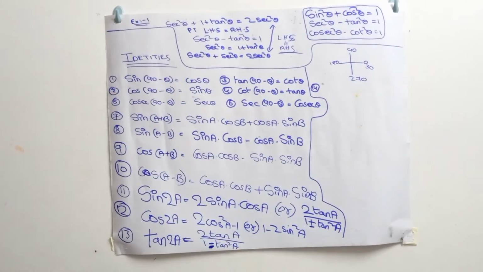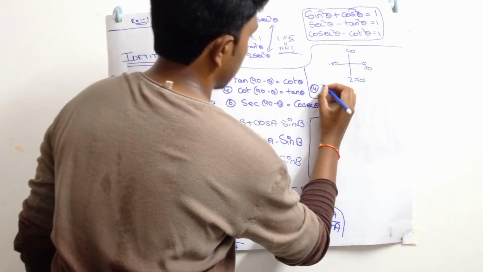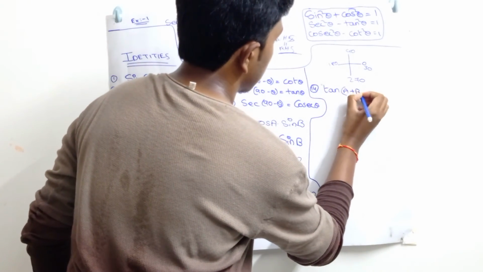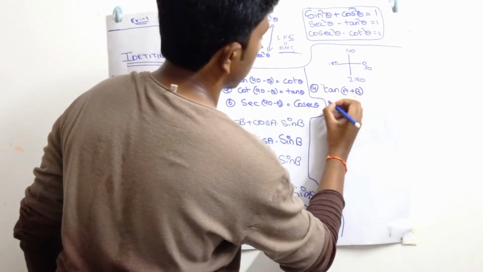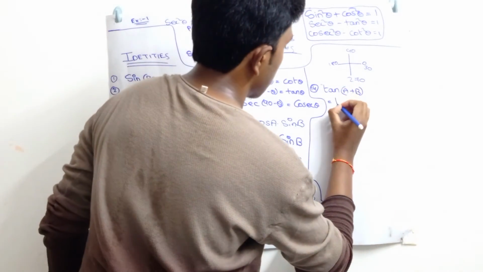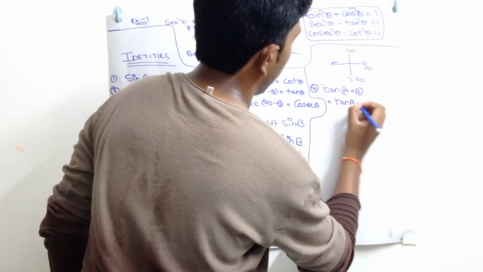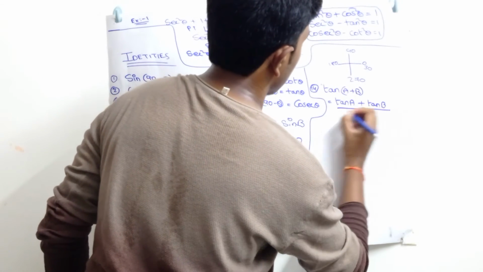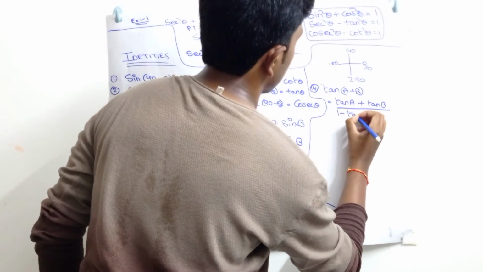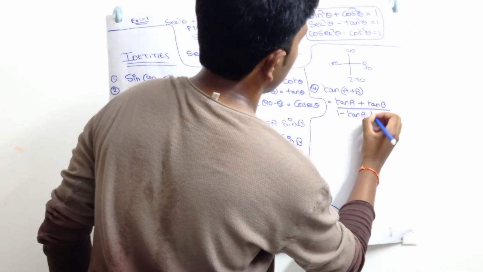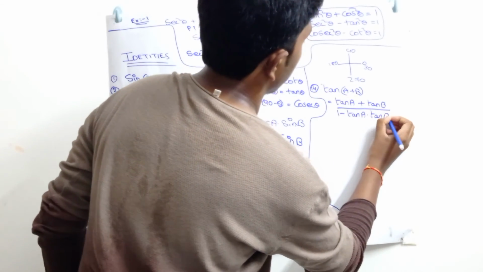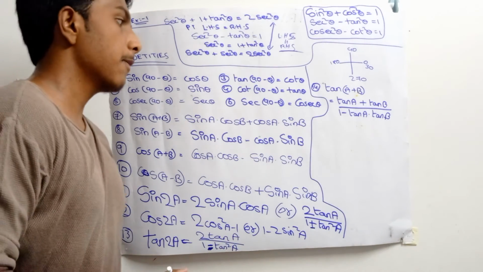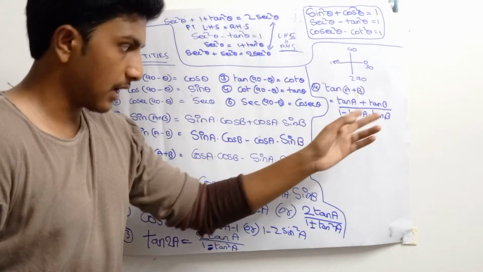And the 14th one, tan of A plus B. Tan A plus B is equal to, I am writing it down, tan A plus tan B by 1 minus tan A into tan B. Did you guys get it? Tan A plus tan B by 1 minus tan A into tan B.